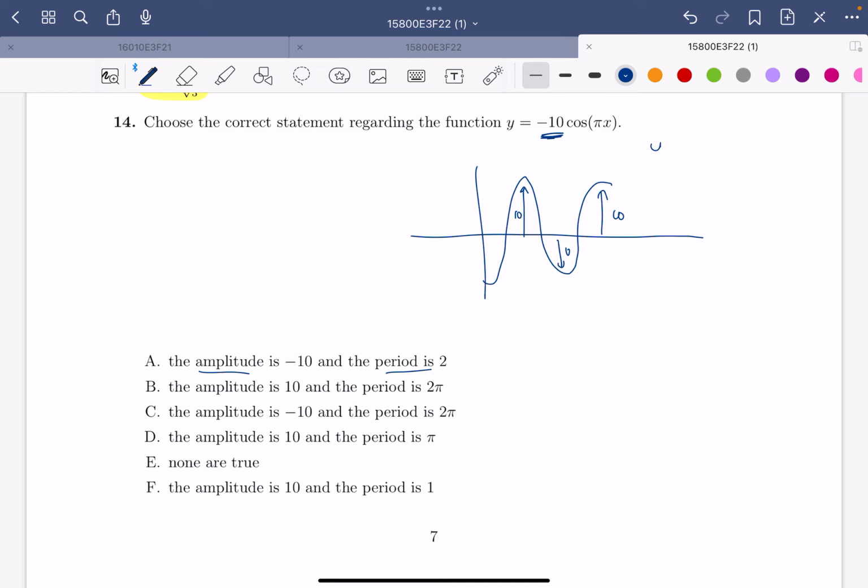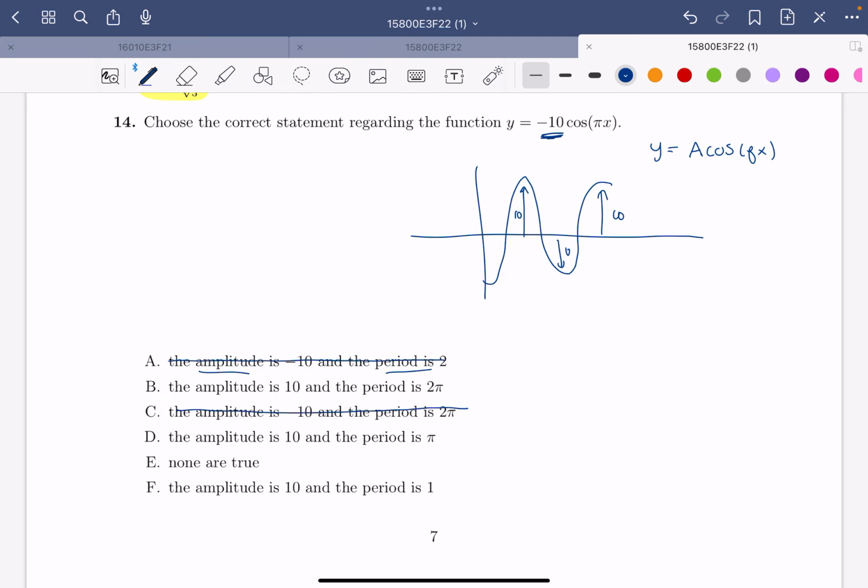So all of these sinusoidal functions come in some sort of form, like this is pretty common, a cosine of the frequency times x. So the amplitude can't be negative, so it can't be A or C.